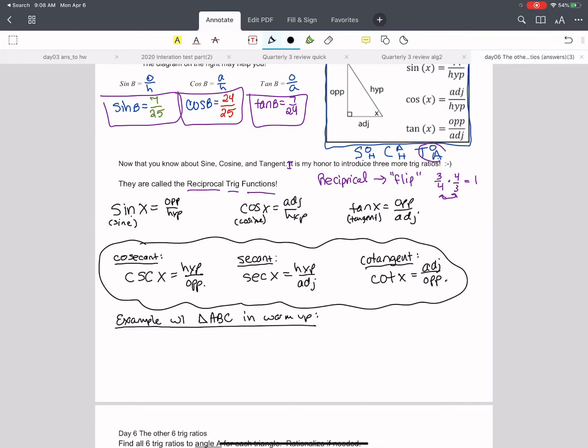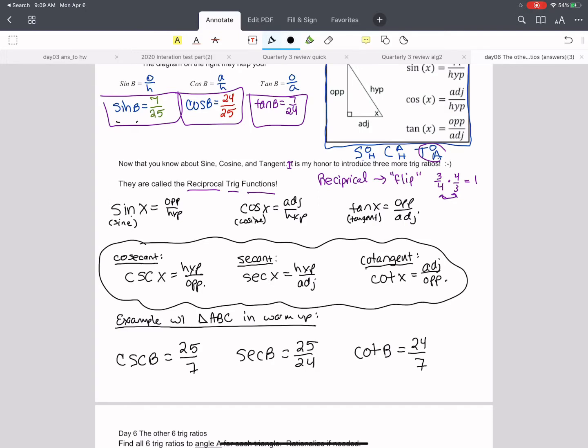You have over there, the sine of B is 7 over 25. Well, what would the cosecant of B then be? 25 over 7. You just flip that. And I want to see what the secant of B would be. Well, you have the cosine. It's 24 over 25. So this is going to be 25 over 24. And cotan of B, if tan is 7 over 24, then cotan is 24 over 7.